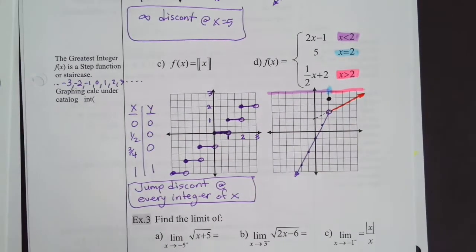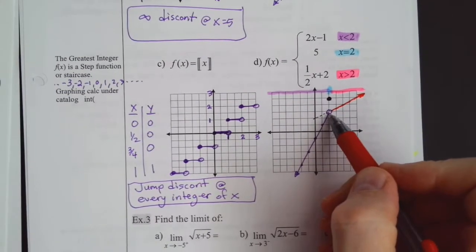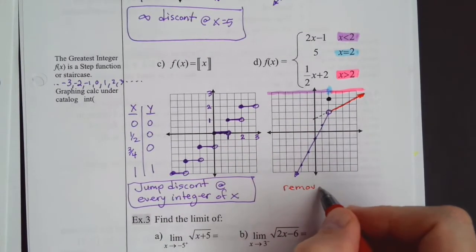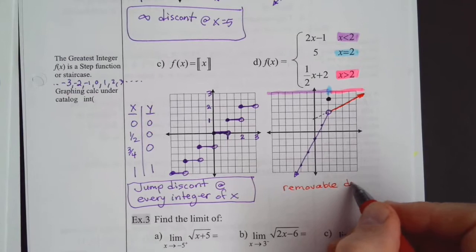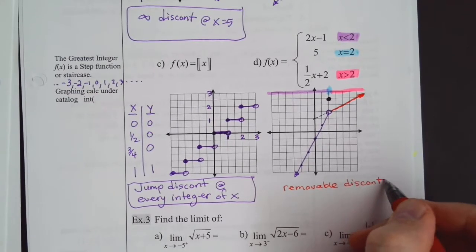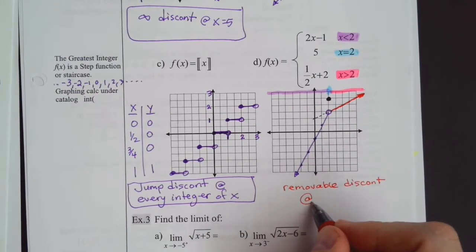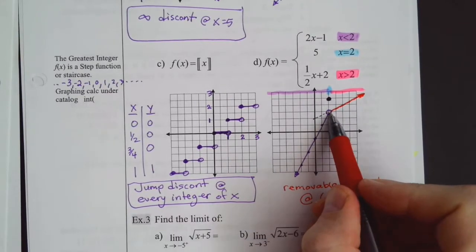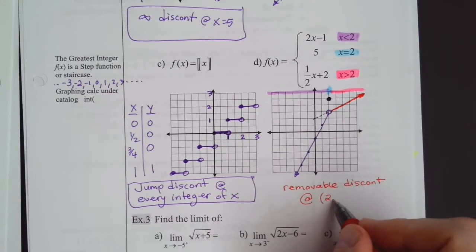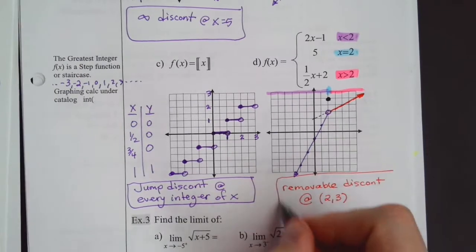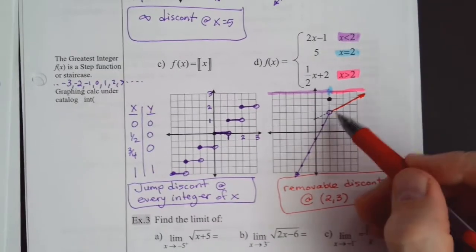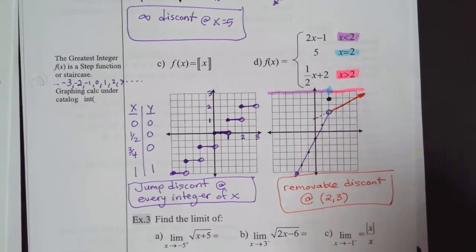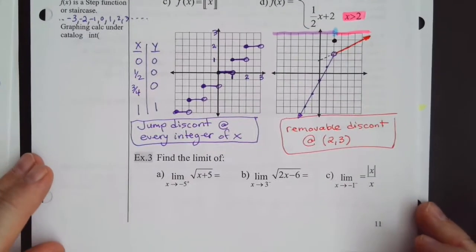All right, so here, what kind of discontinuity is that? That's a removable discontinuity at... now, the removable discontinuity is down here at 2, 3. That's where we could fix it. That's how we could make it smooth. Okay, that's not the removable discontinuity. This is. All right.